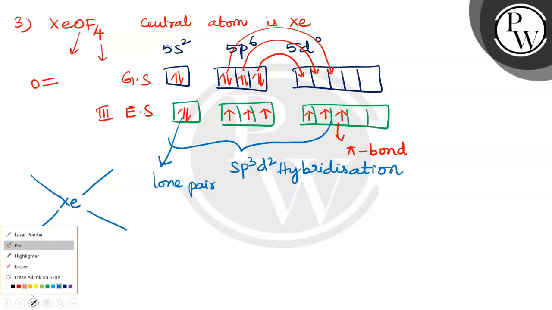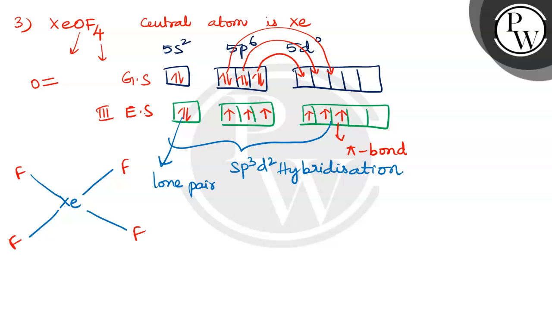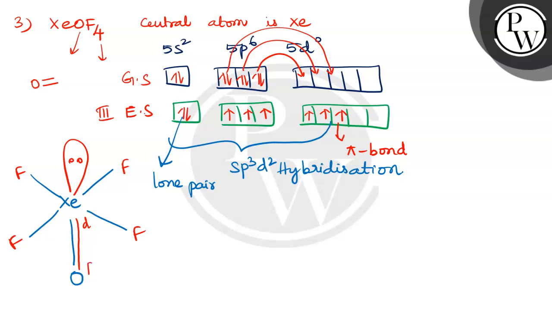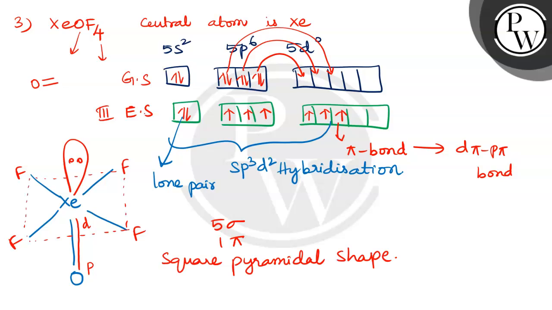4 fluorines, square planar shape here, and 1 up. The lone pair of electrons is available here. And next, sigma bond with oxygen and 1 pi bond. This pi bond is between the d orbital of xenon and the p orbital of oxygen. So this is a d pi p pi bond. Only 1 pi bond is present, 5 sigma bonds and 1 pi bond are present in this, and this is square pyramidal shape.